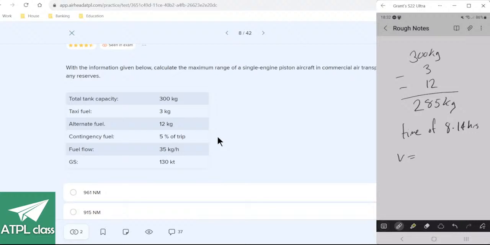Okay, now we've got a speed, distance, time to do. The speed is 130. The distance is what we're trying to find out, and we've got 8.14 hours. So our distance is going to be 130 times 8.14 gives us a distance of 1058.57. That's including a 5% contingency fuel of the trip fuel. Okay, so that's the distance we can do if we take everything into account. That's burning 285. So how much will that cost us in terms of fuel?